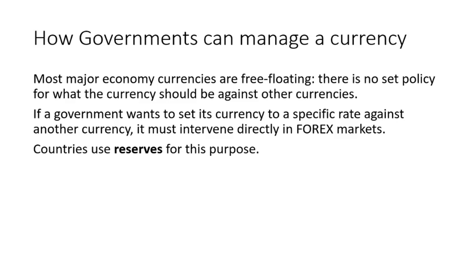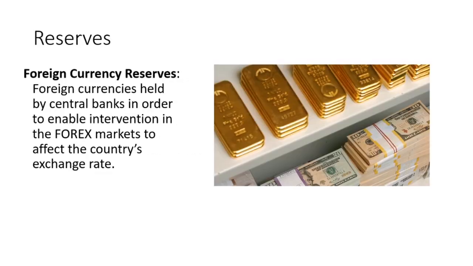Governments need to decide how they're going to therefore manage their currencies. As we've seen, most major currencies are free floating. There's no set policy for what the currency should be against other currencies. If a government wants to set its currency to a specific rate against another currency, it therefore must intervene directly in foreign exchange markets. In order to do this, it uses reserves. Foreign currency reserves are foreign currencies held by central banks in order to enable intervention in the forex markets to affect that country's exchange rate.